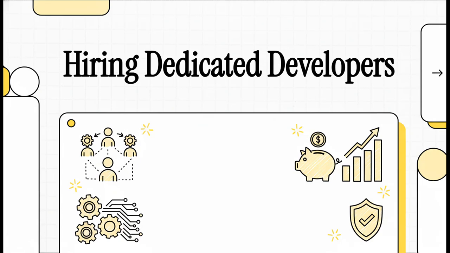So, you're building a piece of software. You already know that your team is everything. But actually building that team can feel like a minefield of crazy high costs and, let's be honest, sometimes questionable quality. So how do you get it right?